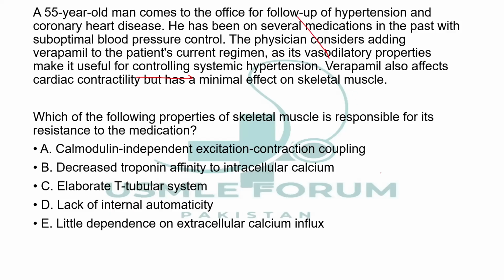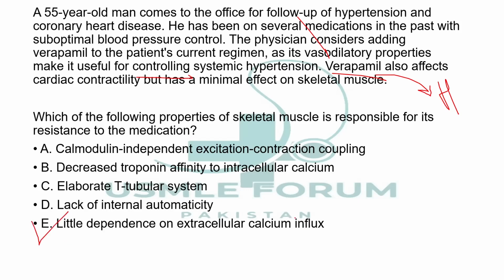So, what you need to remember is verapamil is mostly used for its effect on the heart tissue. It does not affect the skeletal muscle. And the reason for that is because the skeletal muscle depends upon intracellular calcium stores rather than extracellular calcium influx. So I've just given away the answer. The E is the right answer.